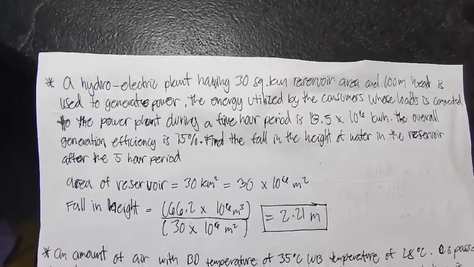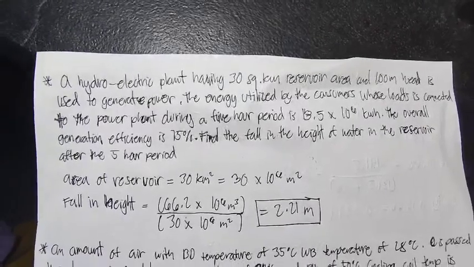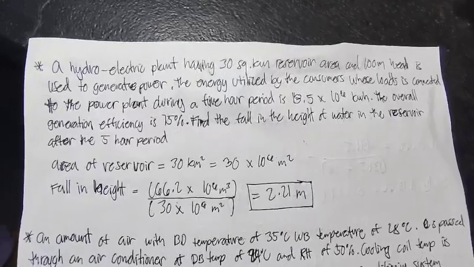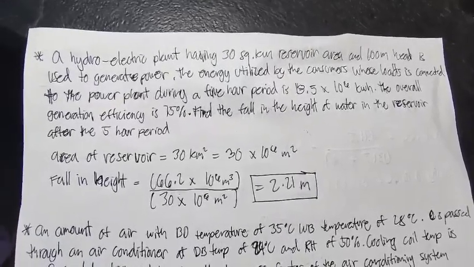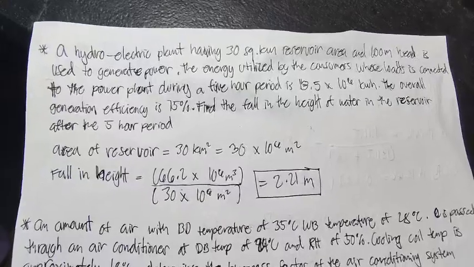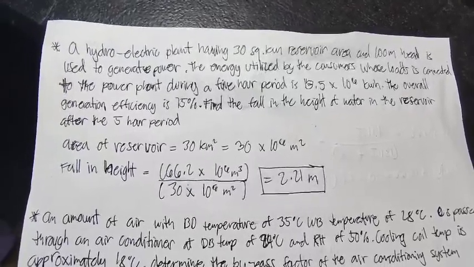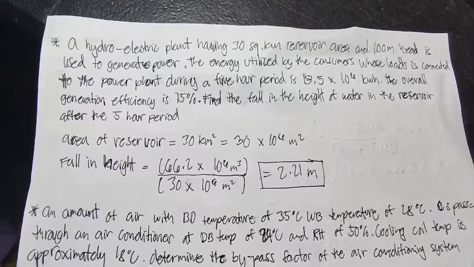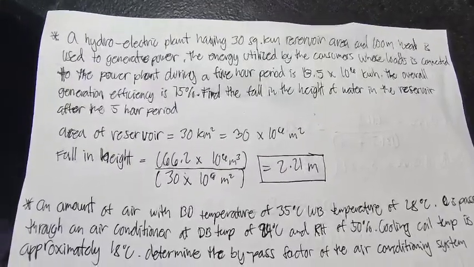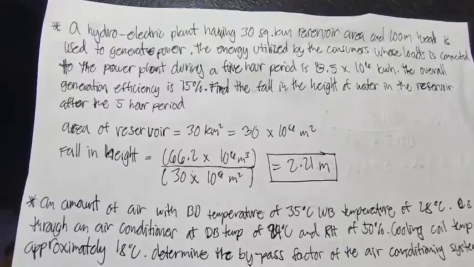So a hydroelectric power plant has a 30 square kilometer reservoir area and is used to generate power to be utilized by the consumer where the load is connected to the power plant during a 5-hour period at 13.5 by 10 kilowatt hour. The overall generation efficiency is 75%. Find the fall of the height of the water reservoir after the 5 hour period.